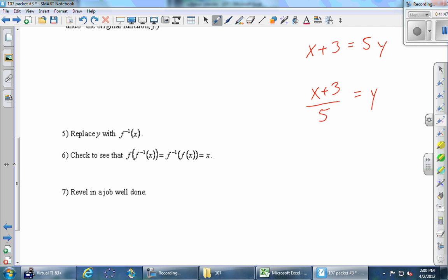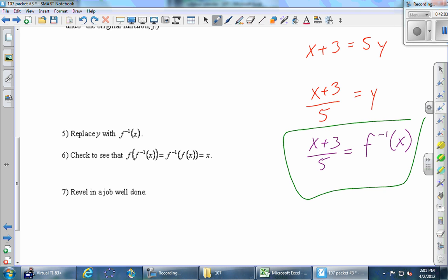Okay, so this is just substituting just to make it look nicer. I'm just going to copy everything, x plus 3 over 5 equals, instead of y, and just use our new symbol, f inverse of x. That's our answer. That's our inverse function, and we're done.